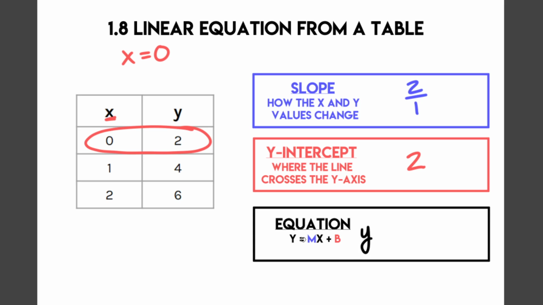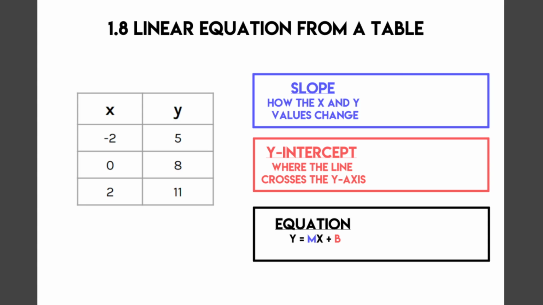Now I can fill in my equation. y is equal to the m value, which is 2 over 1, multiplied by this x, plus b. And my b value is a positive 2. And there's my equation. y is equal to 2 over 1 x plus 2. My slope, my y-intercept. Let's take a look at our next example.